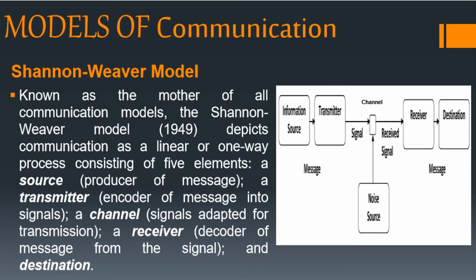Okay, so we will go to the models of communication. The first model of communication is the Shannon-Weaver model, known as the mother of all communication models. The Shannon-Weaver model in 1949 depicts communication as a linear or one-way process consisting of five elements: a source, or the producer of the message; a transmitter, or the encoder of the message into signal; a channel, signals adapted for transmission; a receiver, or the decoder of the message from the signal; and the destination.